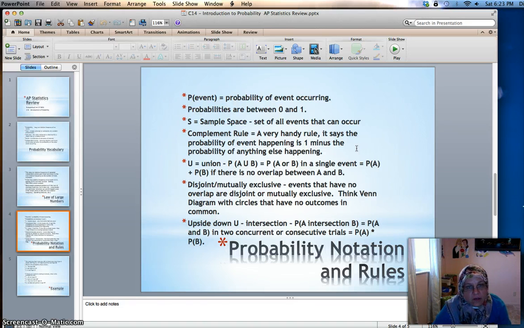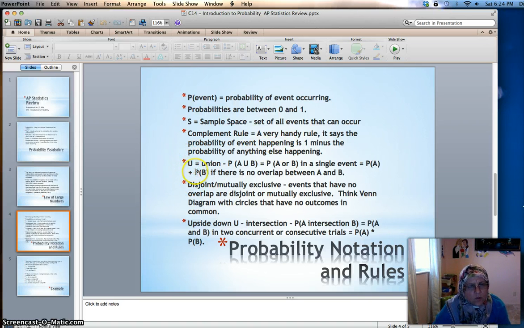It says that the probability of an event happening is 1 minus the probability of anything else happening. The main reason why we want to know the complement rule is that sometimes finding the probability of an event happening is pretty difficult, but finding the probability of anything else happening, or in other words, that event not happening, is sometimes much easier to calculate. And so that's when the complement rule will come in very handy.